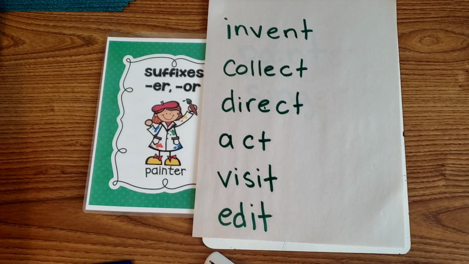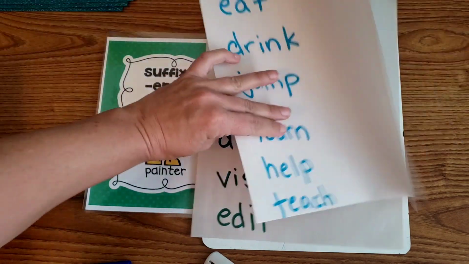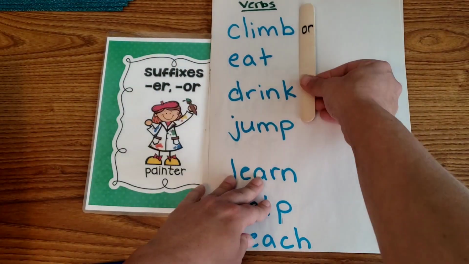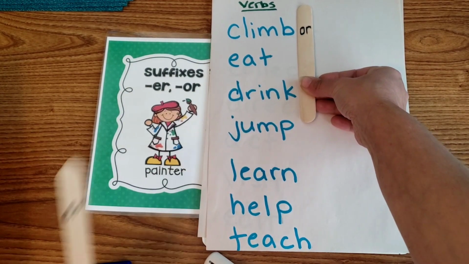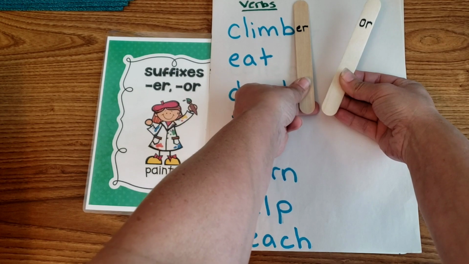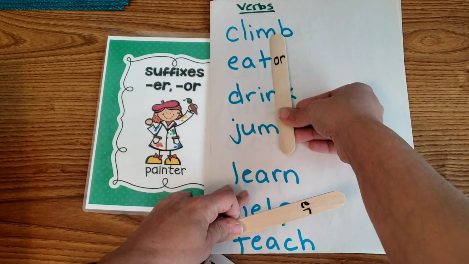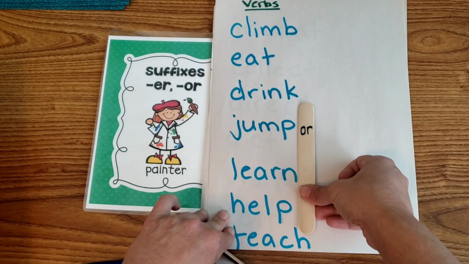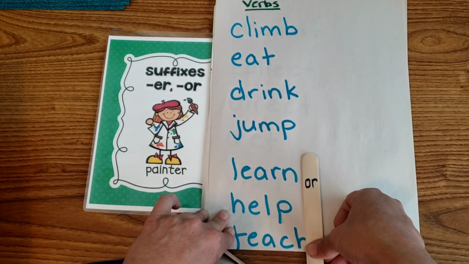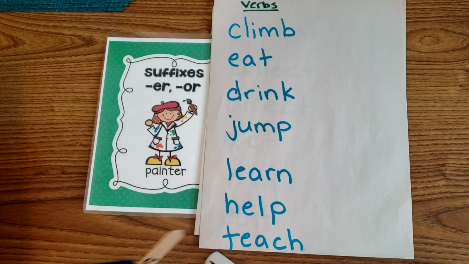But these are some examples of ones that we would add OR. So just remember, most of the time it's ER, but sometimes it's OR. And you can tell, let me go back to this other one, by just trying them. Climb, that doesn't look right, does it? Yeah, that ER looks right. See, it just kind of looks weird. It doesn't look like any words I've seen. Jump or no, learn or no. So maybe even just trying them can help you decide which one to use.